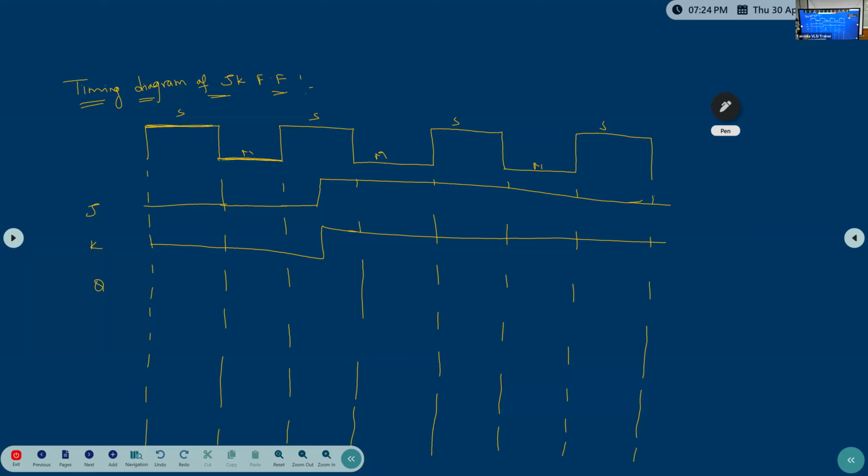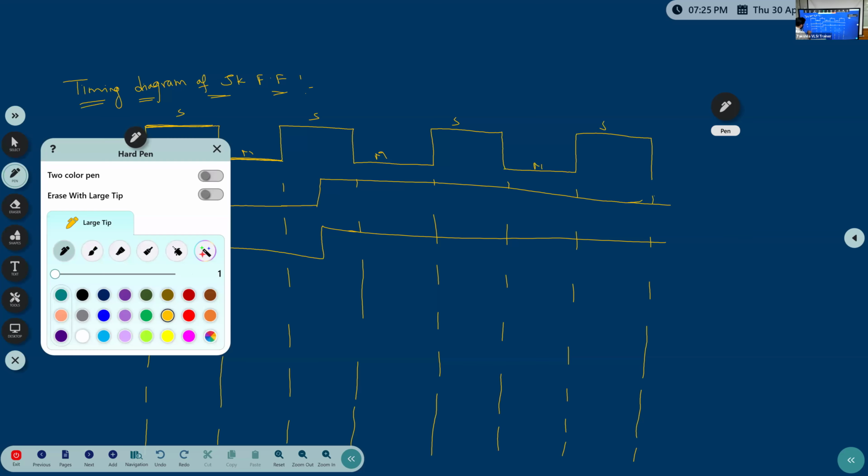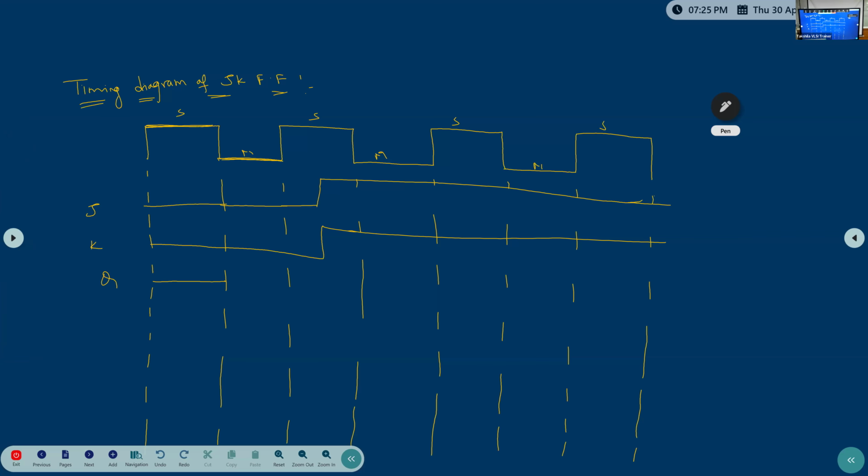So next, QM memory. Sorry, Q. Don't consider QM, consider Q. At starting, I'm considering Q is 1. So master is turned on here, right? The previous value of Q is 1. This is the 1 value.